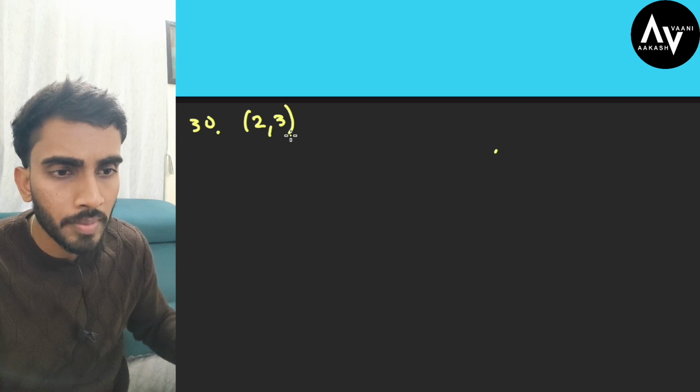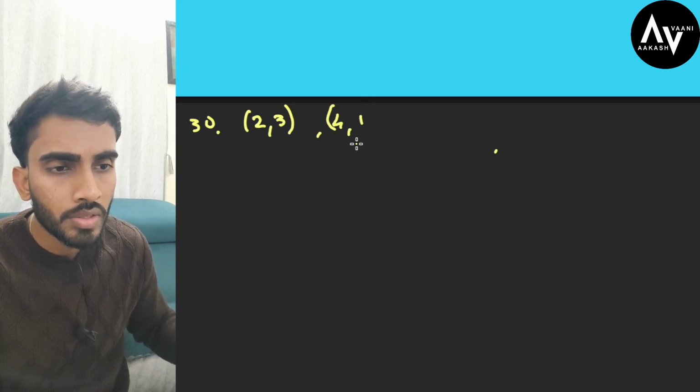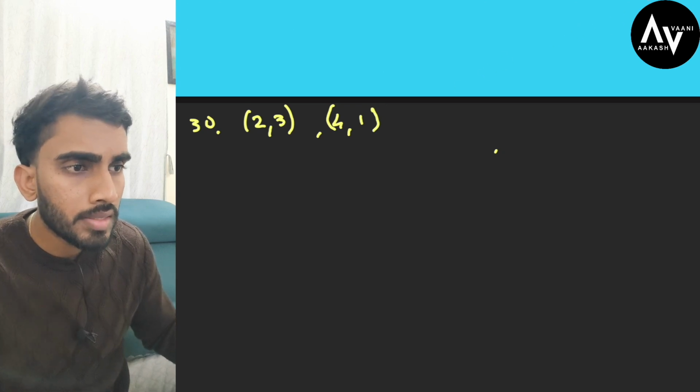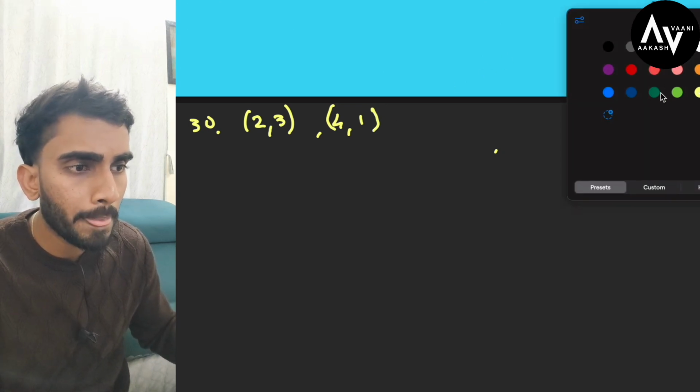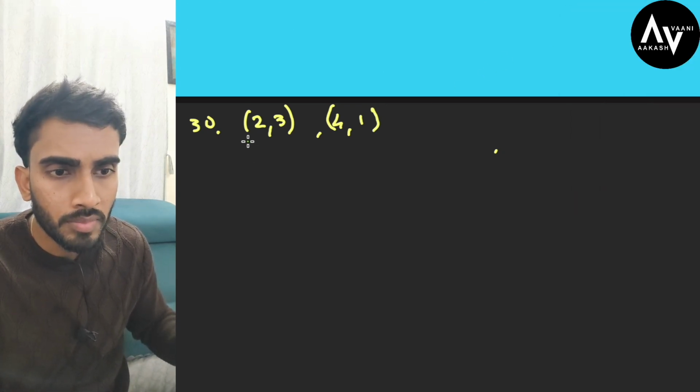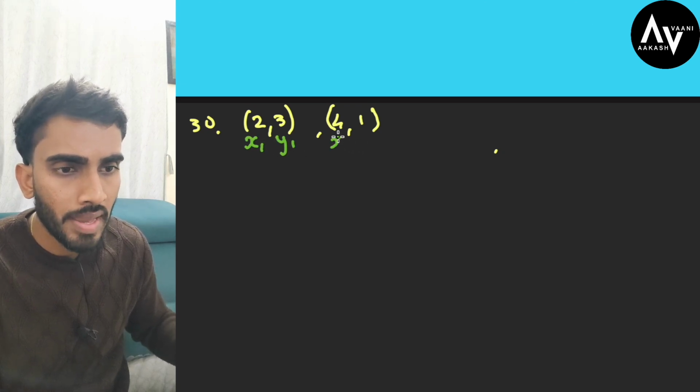So we have the points 2, 3 and 4, 1. So let us just give them the coordinates. Let us say this is x1, y1 and this is x2, y2.